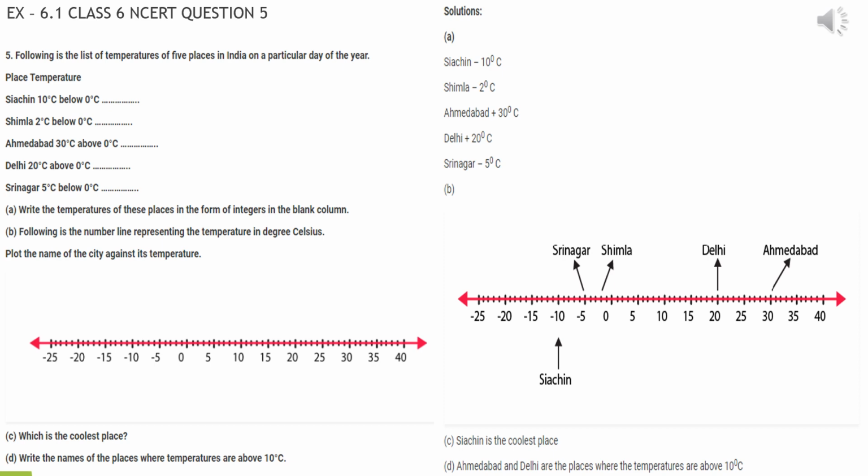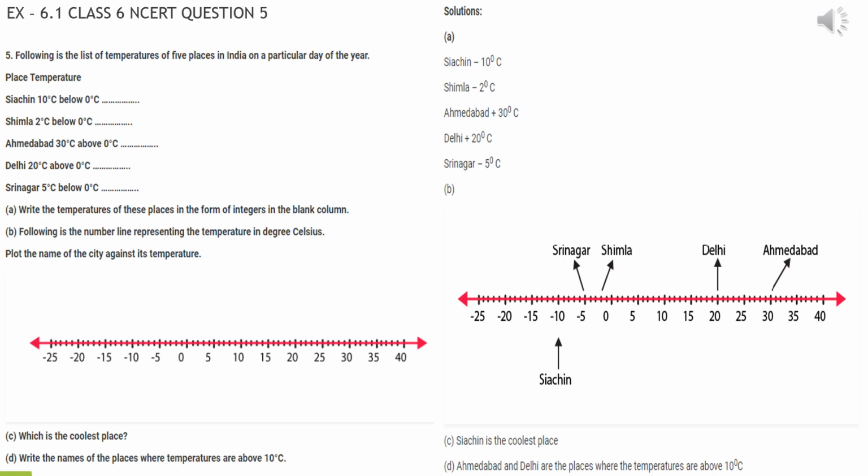B part. Following is the number line representing the temperatures in degrees Celsius. In this question part, we have been given a number line on which we have numbers like 0, minus 5, minus 10, minus 15 and so on. And on the right side of 0 we have 5, 10, 15, 20 and so on. And we have to represent these temperatures on the number line. Siachen minus 10 degrees Celsius. So at minus 10 we will write Siachen. Shimla minus 2 degrees Celsius.